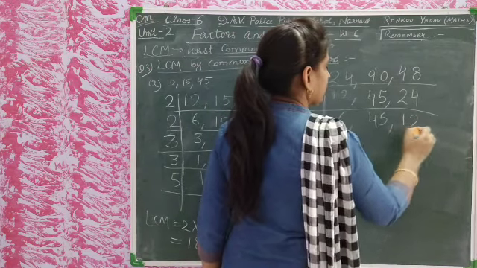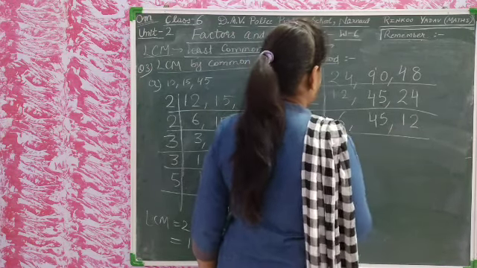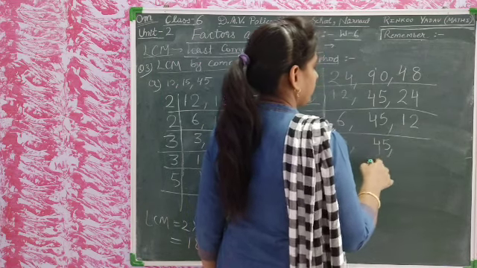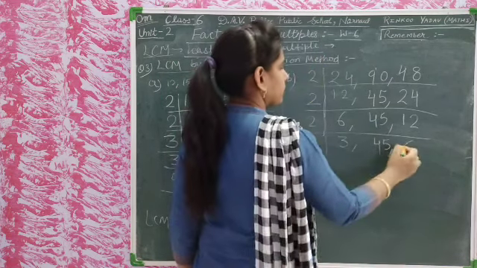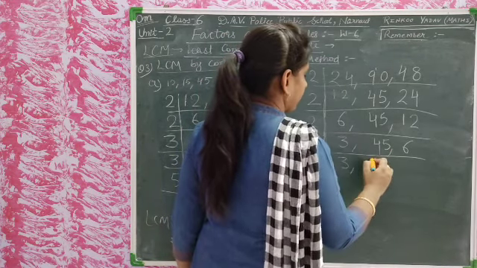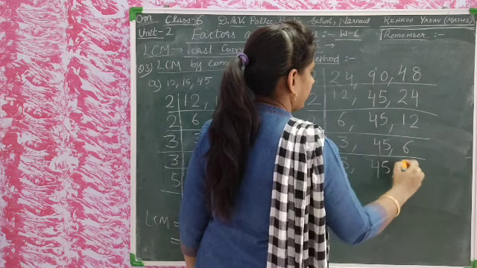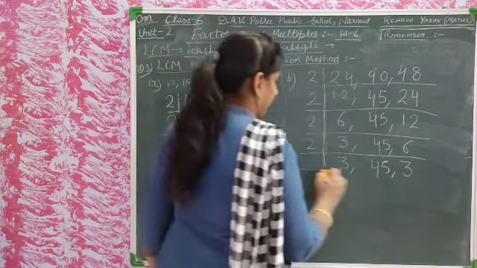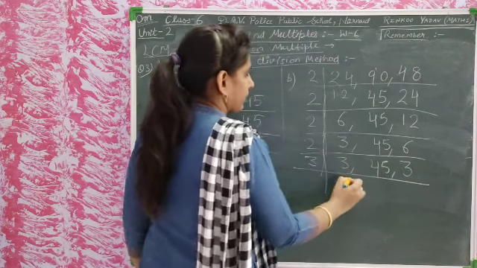2 1s are 2, 2 2s are 4. 2 3s are 6, and 45 stays as it is because it is not divisible by 2. 2 6s are 12. Now again it is divided by 2, and 45 stays as it is. 2 3s are 6, both stay as they are. Now it is divided by 3.